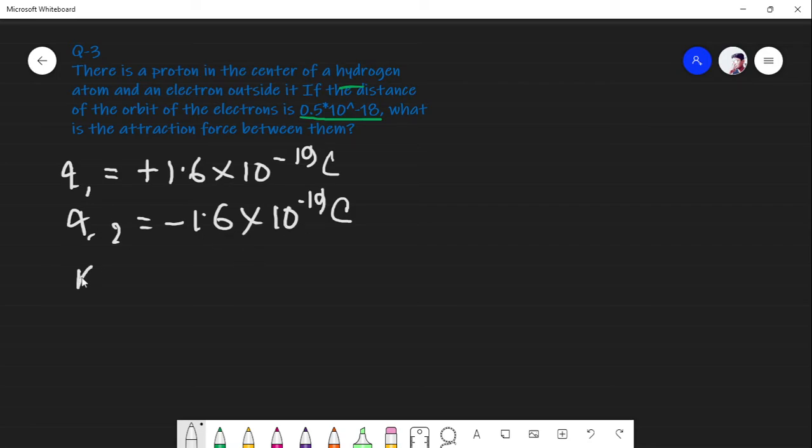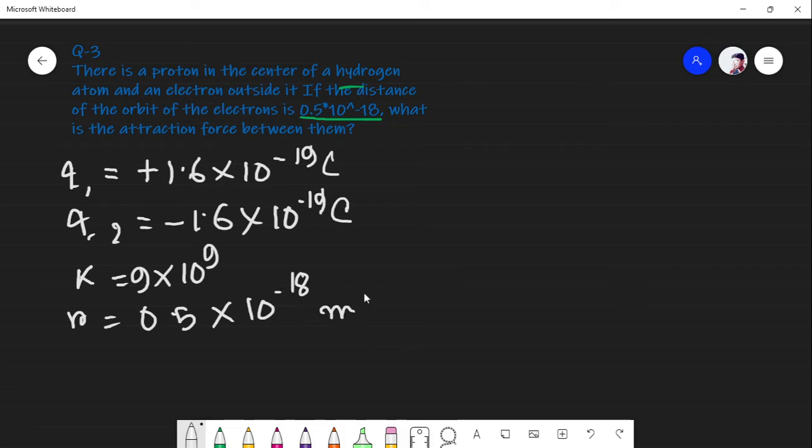And the constant is 9 into 10 to the power 9. And the distance is given here, 0.5 into 10 to the power negative 18 meters. So what is the force of attraction acting between the proton and the electron?